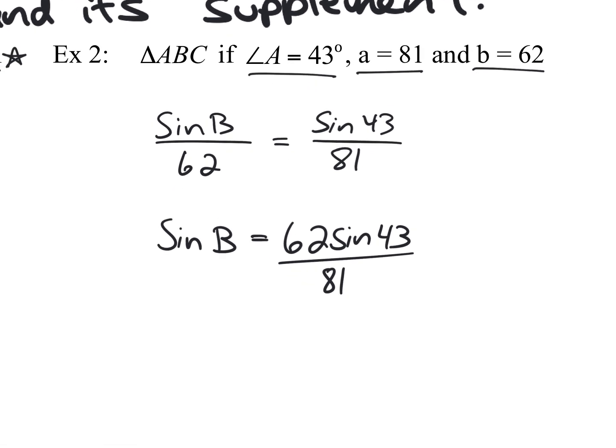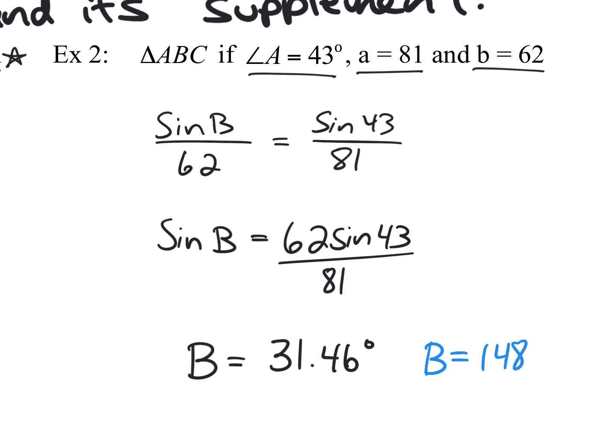So I'm just simplifying things. I'm going to take the inverse sine of both sides to find angle B, and what my calculator tells me is that angle B is going to be 31.46 degrees. But I have only been given side-side-angle, so I'm also going to check its supplement. B could potentially be 180 minus 31.46 or 148.54 degrees.